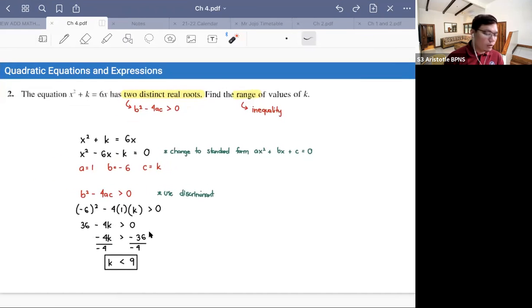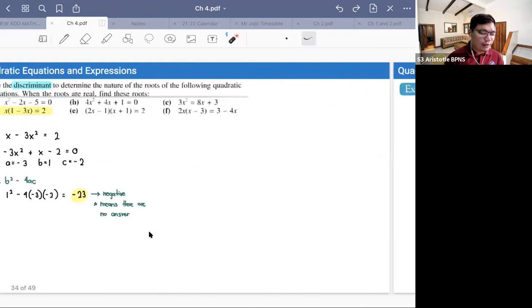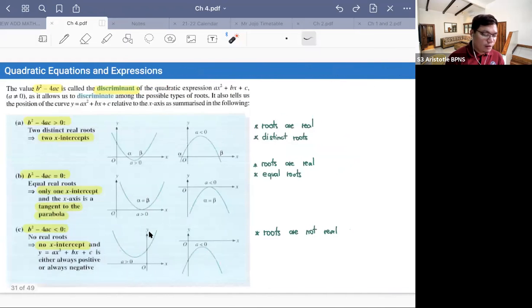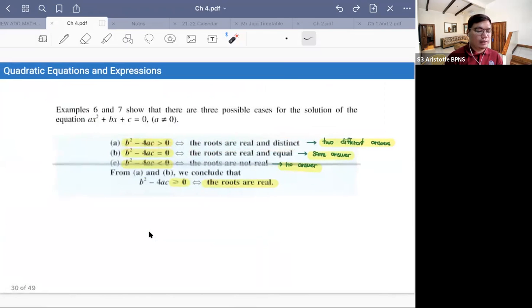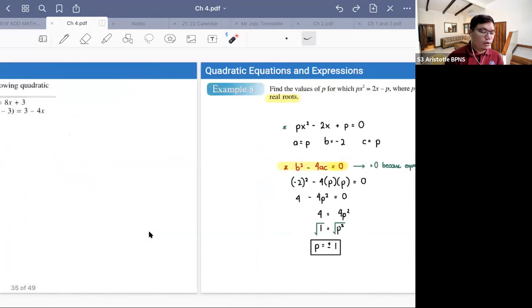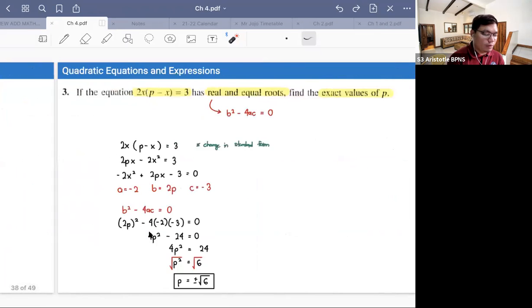If you're not familiar yet, we can go back to the previous table here. So this one, two distinct roots, so your discriminant is greater than 0. So this is what we're going to use for that. That's your, let's say, keyword for this one.